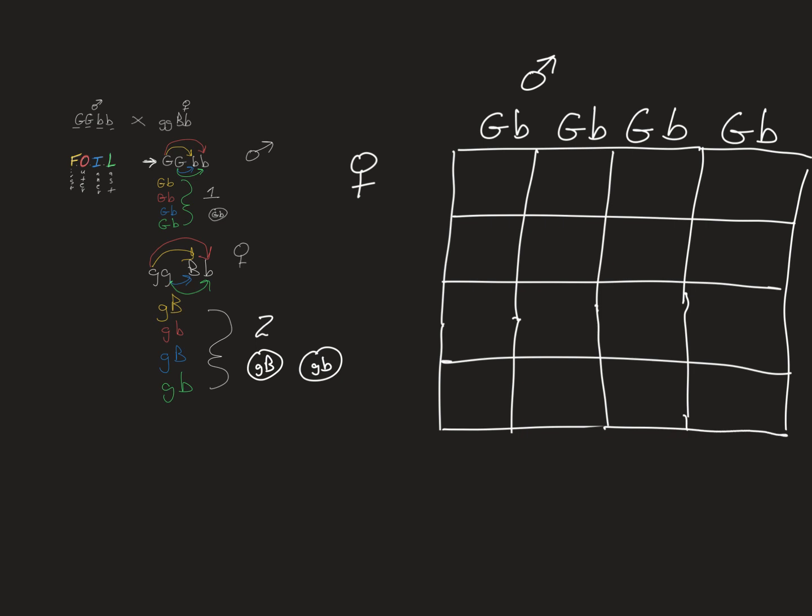But some of these are going to be repeated. That's fine. People are still having side conversations, which just boggles the mind. Little g, big B, little g, big B, little g, little b, and little g, little b.